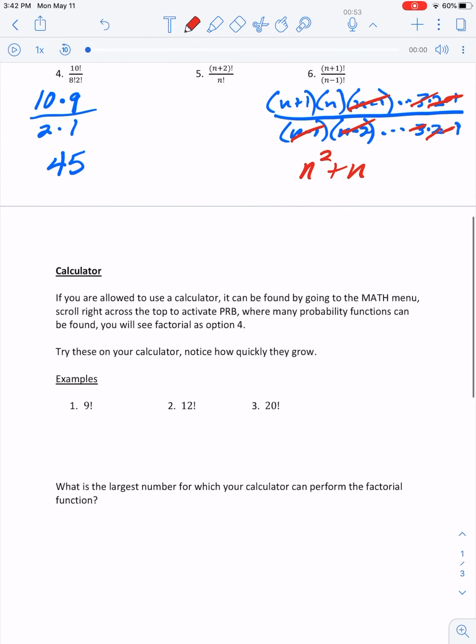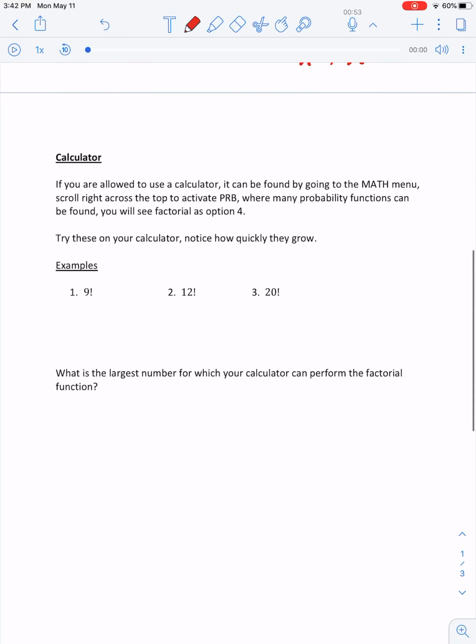So the last thing to do, and it's a really short assignment for you to work on, is just how do you do this on your calculator? Obviously, the calculator has the ability to do factorial just like it does any other mathematical operation. It's not going to be a button that's readily visible on the calculator. What you're going to have to do is go to the math menu. You're going to scroll across to the right up top. You will see different menu options.